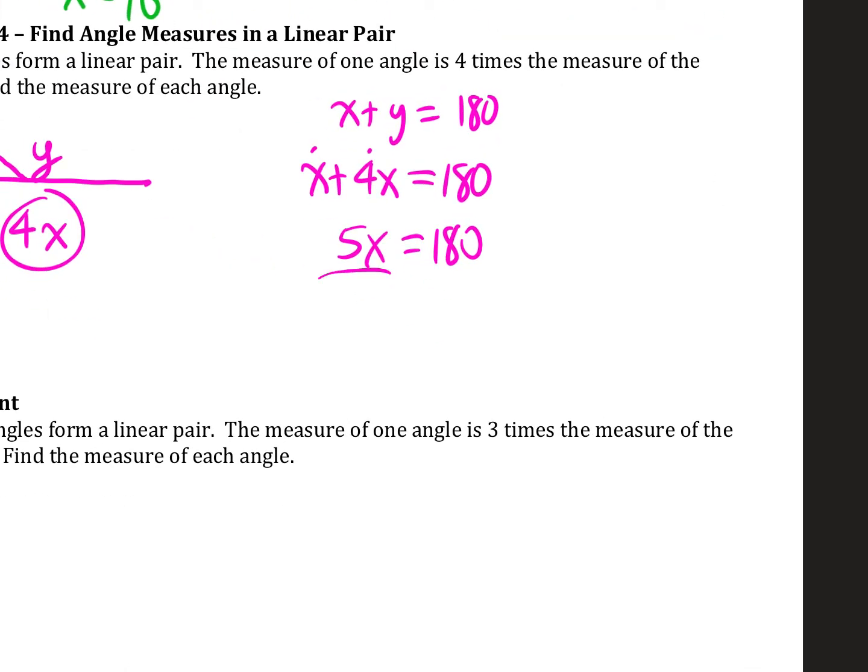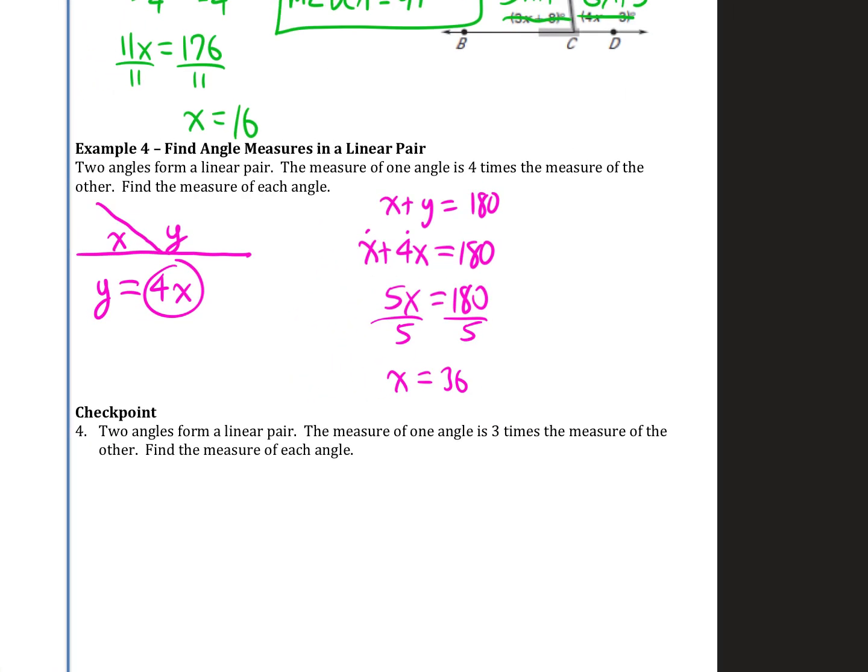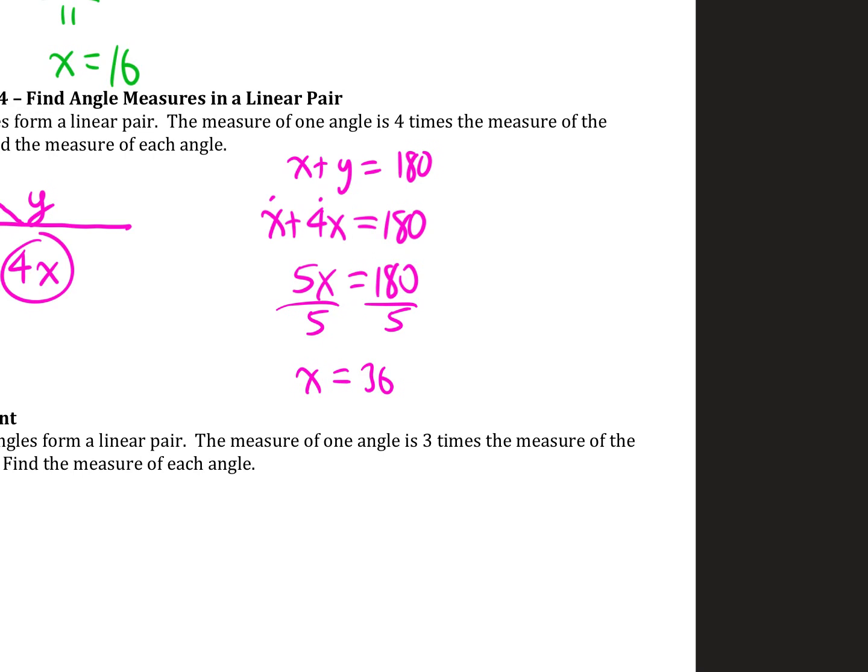And now we need to solve for x. We need to divide by 5. And x equals 36. Are we done? We know one angle is, measure of angle 1. We know one angle is 36. We got to find the other angle, though.